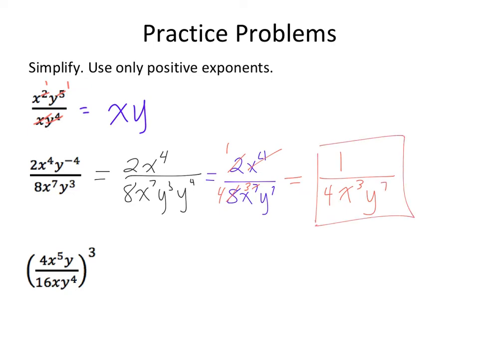When you have something like this last one, what actually might be helpful is to simplify the interior first, so whatever's inside your parentheses, and then apply that exponent to it. So here I'll have 4 over 16. I can actually simplify that one, right? So that becomes 1 over 4. X raised to 5 over x. The x is canceled. This becomes x raised to 4. Y is canceled. This becomes y raised to 3.